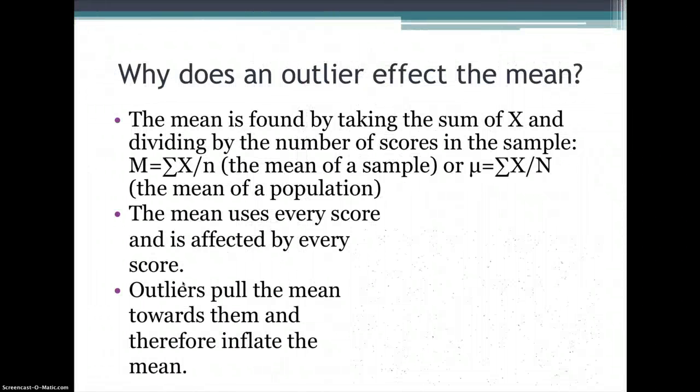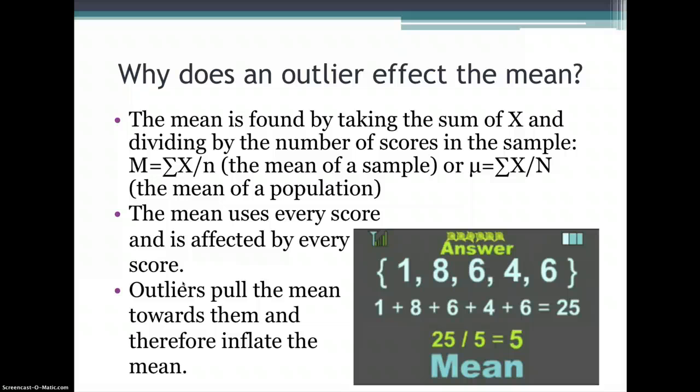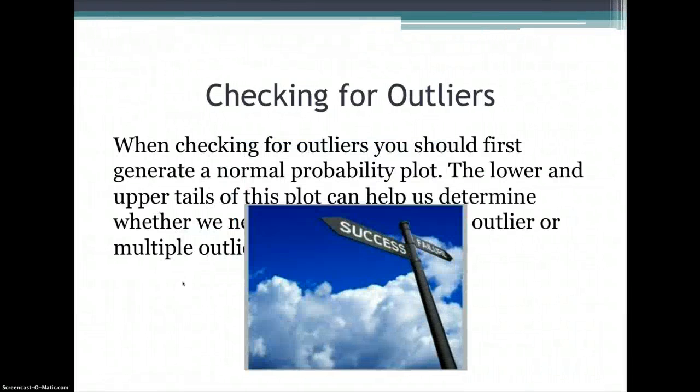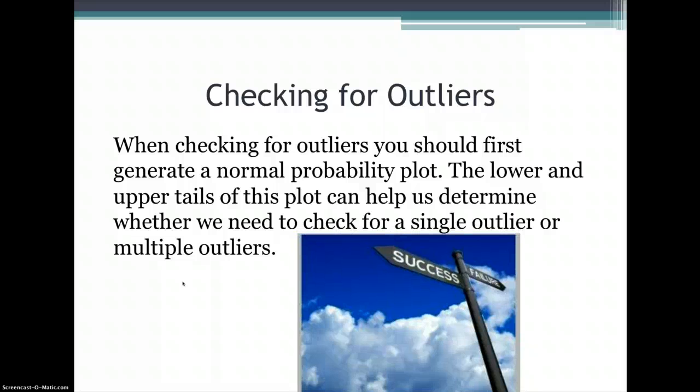An outlier affects the mean because the mean uses every score and is affected by every score. Outliers pull the mean towards them and therefore inflate the mean. When checking for outliers, we need to first generate a normal probability plot. The lower and upper tails of this plot can help us to determine whether we need to check for a single outlier or multiple outliers.